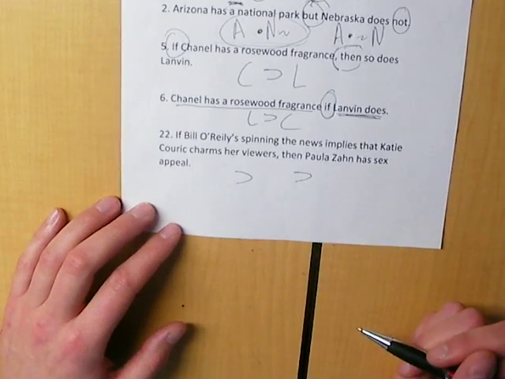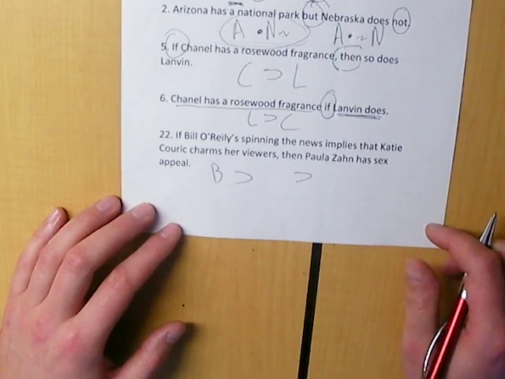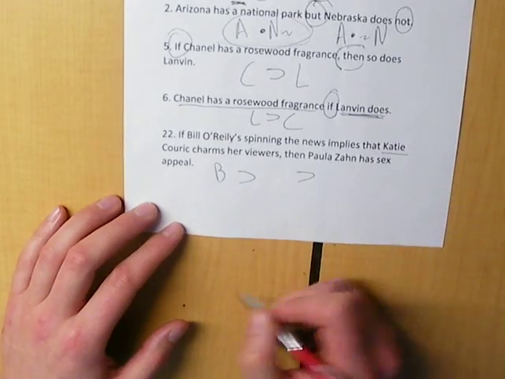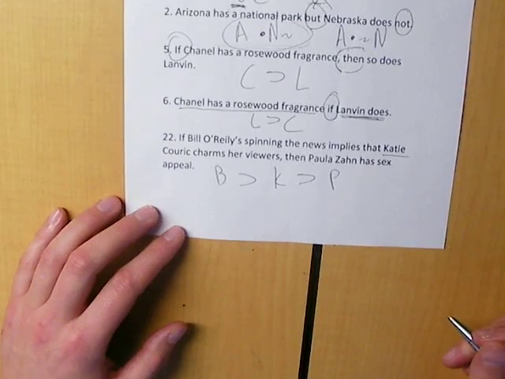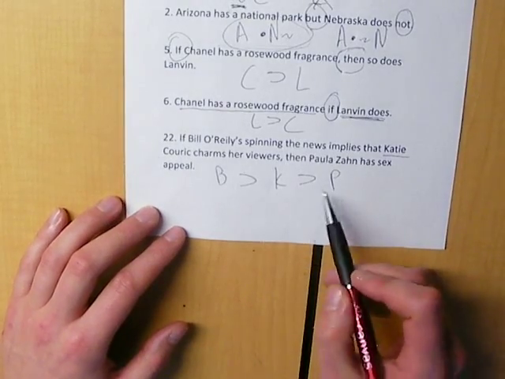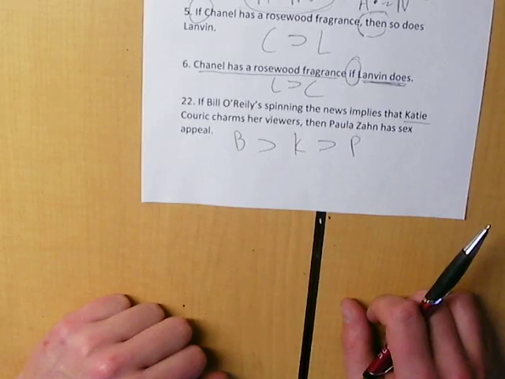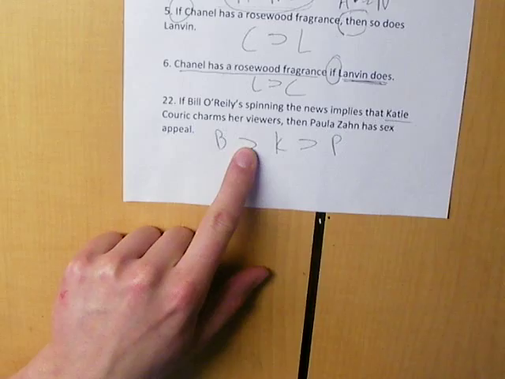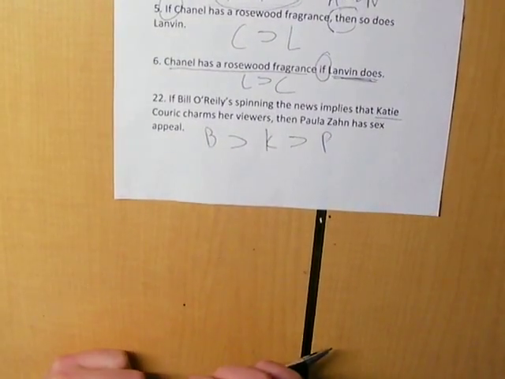Let's plug in our variables. B for Bill, O for O'Reilly, doesn't matter here. Bill and I are on a first name basis though. K for Katie, C for Couric, P for Paula, Z for Zahn, either way. In 22, unlike some of the earlier problems, we actually have to pick up that 4th step. Which one in 22 is the main operator? As written, it's not a well-formed formula. It's ambiguous. We can't tell if that horseshoe is the main operator, or this horseshoe is the main operator. So how are we going to make that determination?